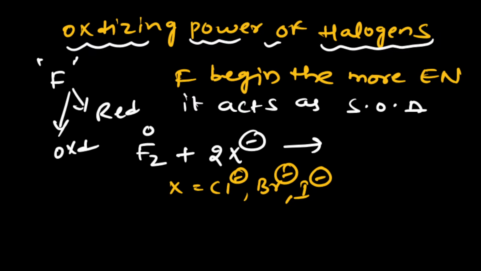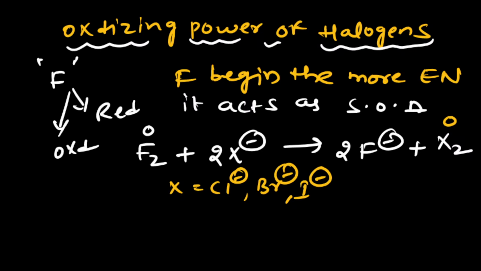Clear? The fluorine oxidation number here is 0. For the halogens, whether chlorine, bromine or iodine, it is -1. Then it will reach F minus and the X2. See, the halogen oxidation number has gone from -1 to 0.